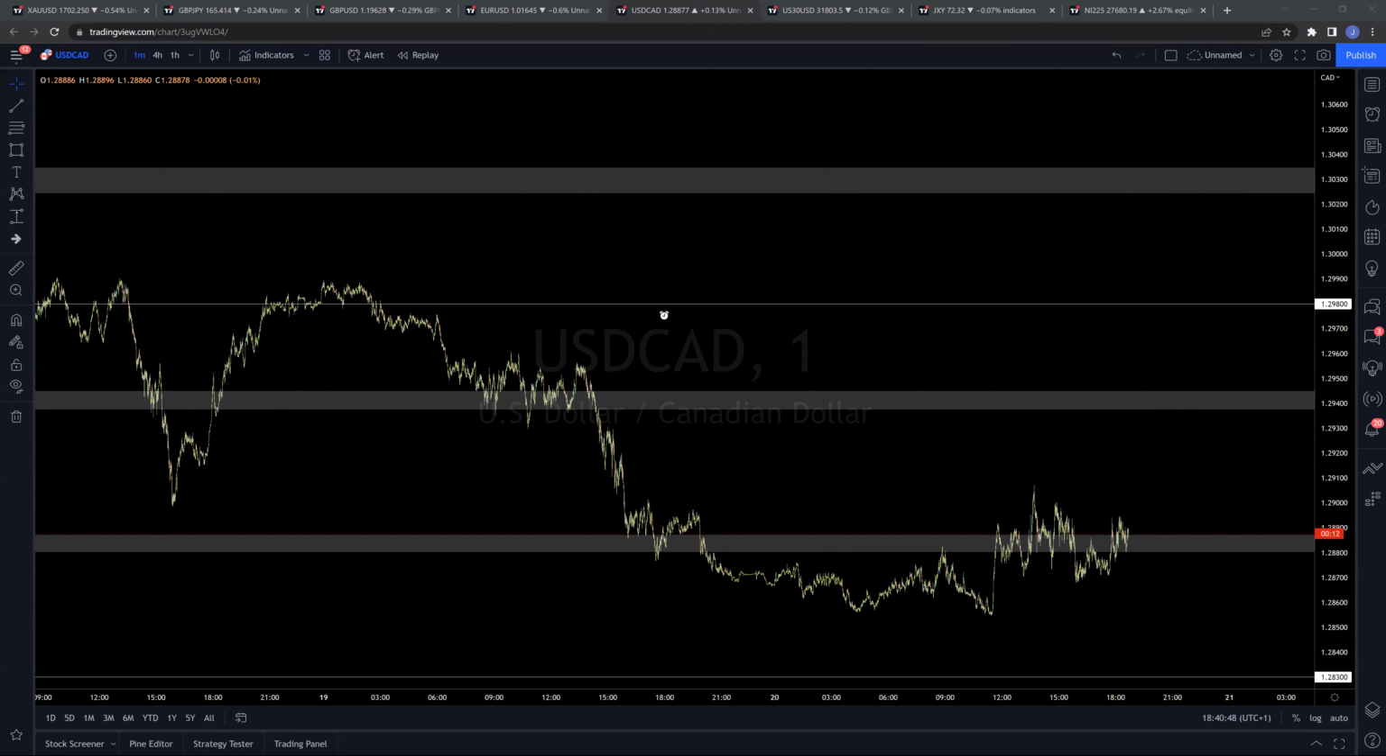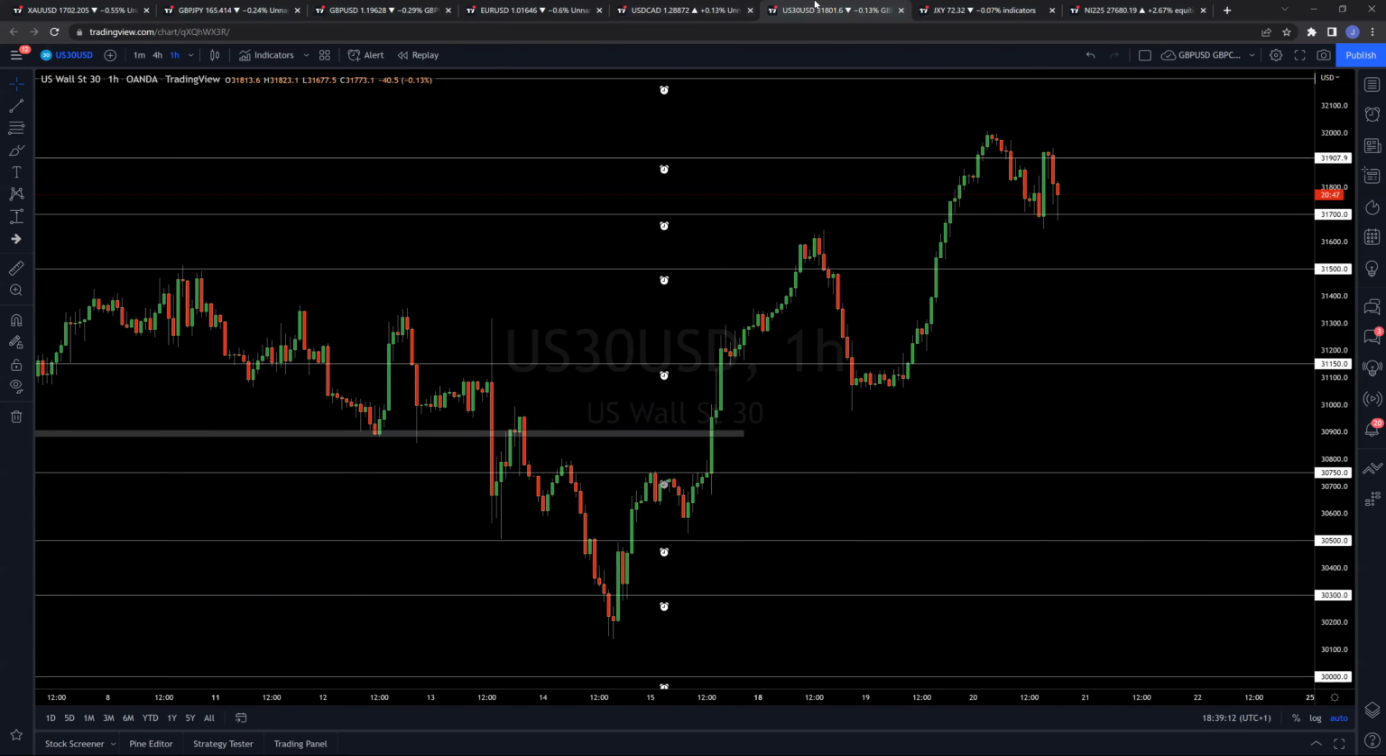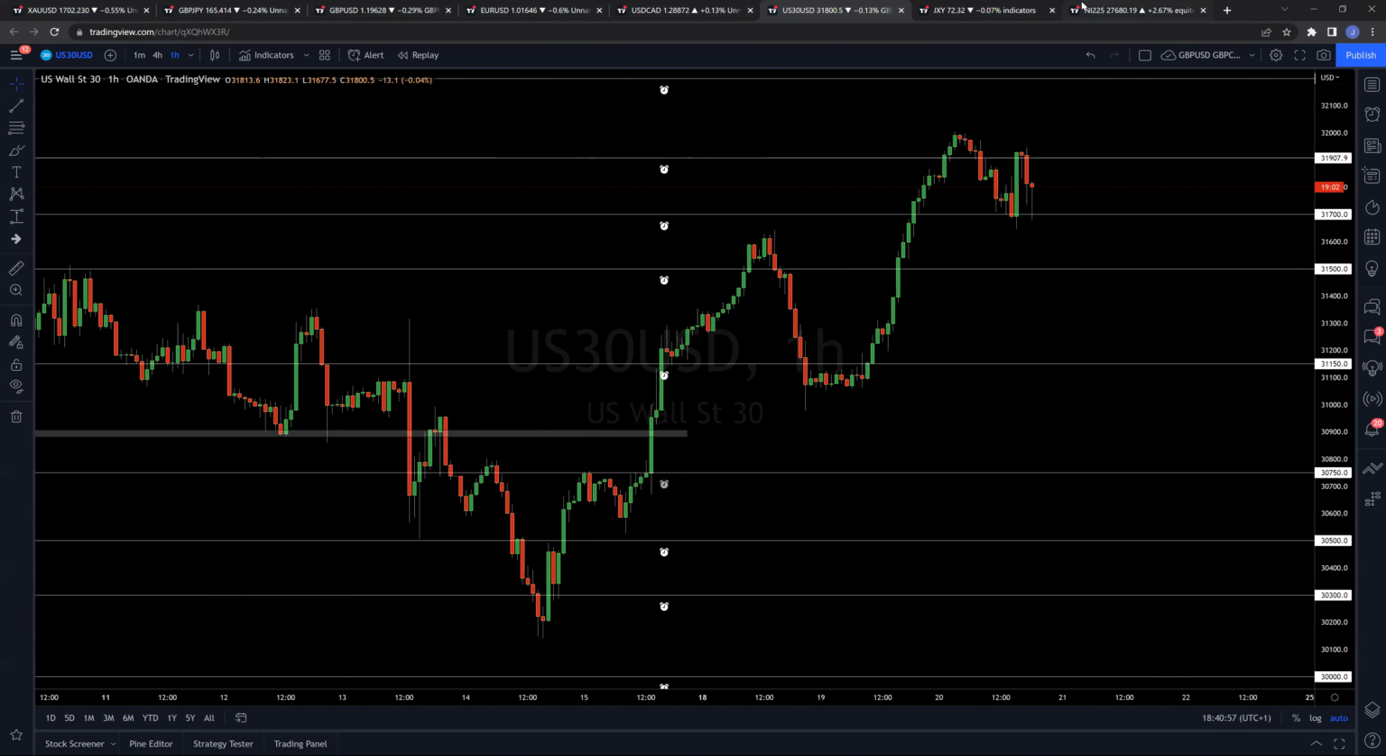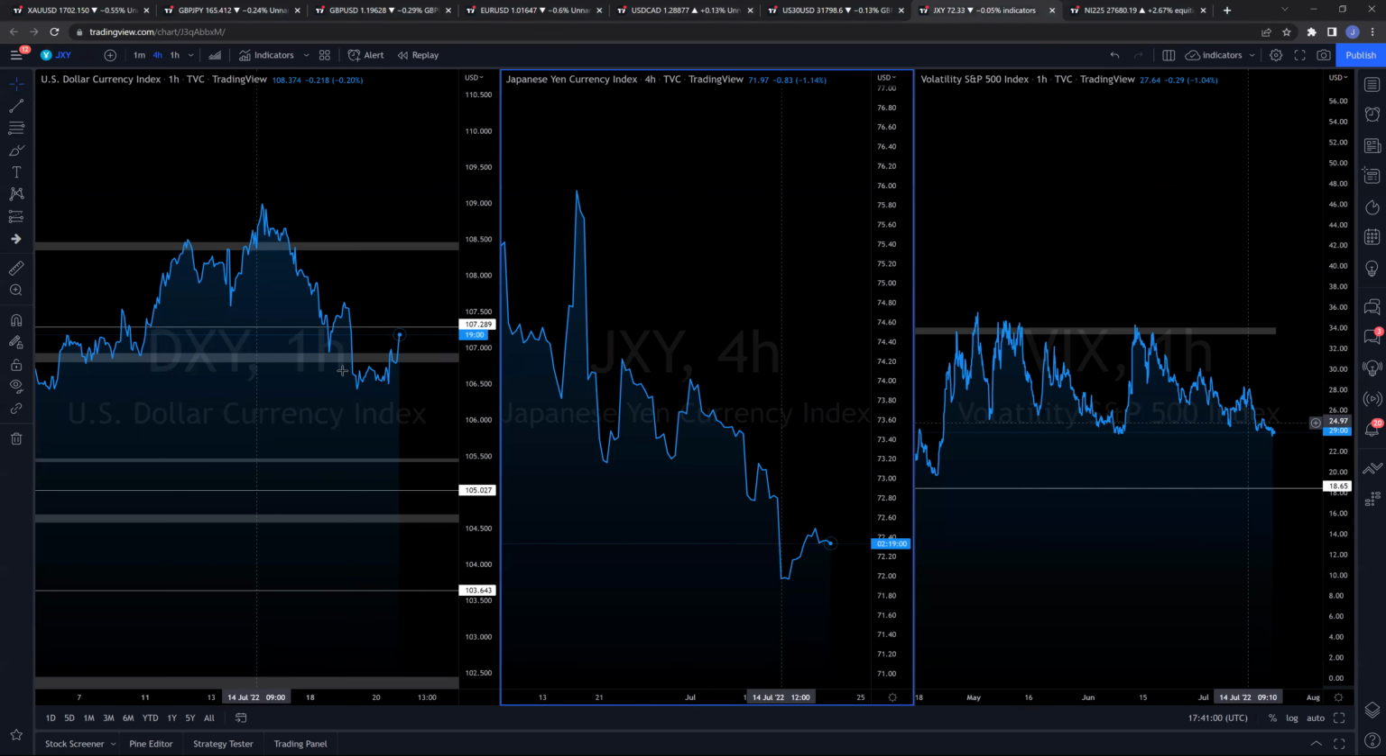and breaks below 283 would still be sell side bias, with only buys above 298 and higher time frame dollar bulls back to the table. US 30 is ranging, but at the current moment, volatility index is still bearish.